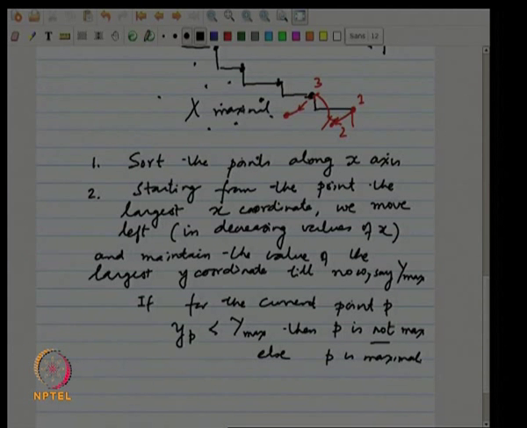And what is the running time of this? Well, in step one we sort. So sorting will take whatever time it does, let us say n log n, if you are using comparison trees. So this will take n log n, and then the step 2, which is the iterative step, we look at every point one after the other. What is the information that we maintain? Just the maximum y coordinate, y max, which may have to be updated.